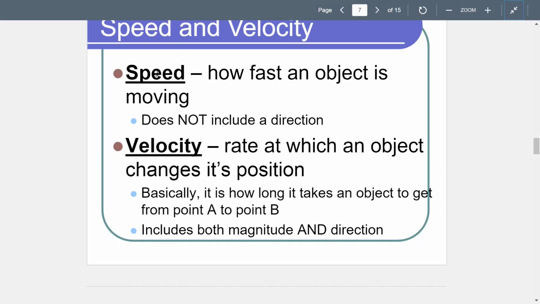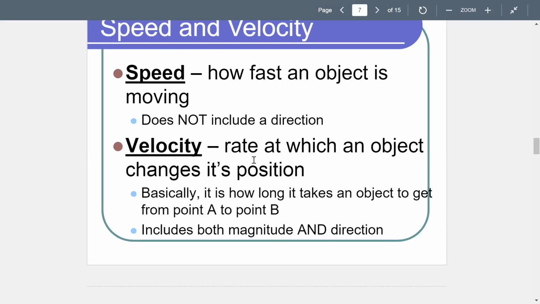All right, so speed is scalar, velocity is vector. The easiest way for me to remember that is the fact that they both start with the same letter as the kind of quantity they are. Speed, scalar, that's S, and then velocity, vector, that's V. That's a pretty easy way to remember that.